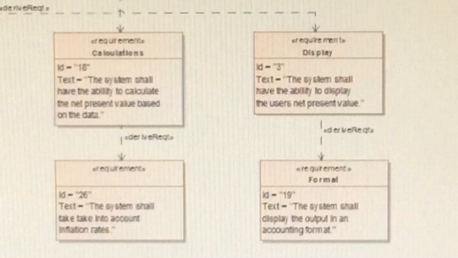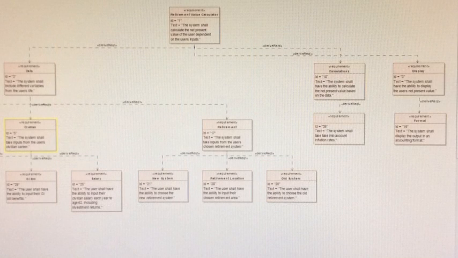The last 2 main requirements were the calculations and display, which simply calculate the net present value of the system and display it for the user to see. Our requirements diagram has successfully identified all the requirements that our tool needs to accomplish.